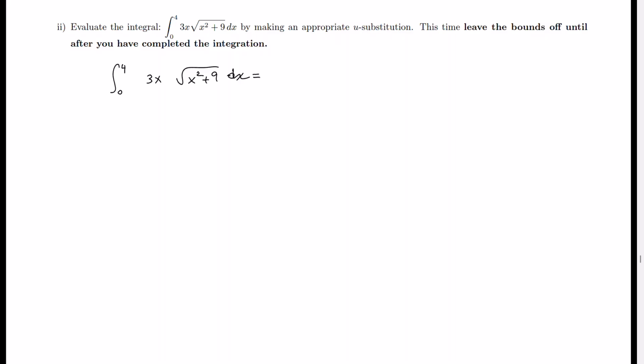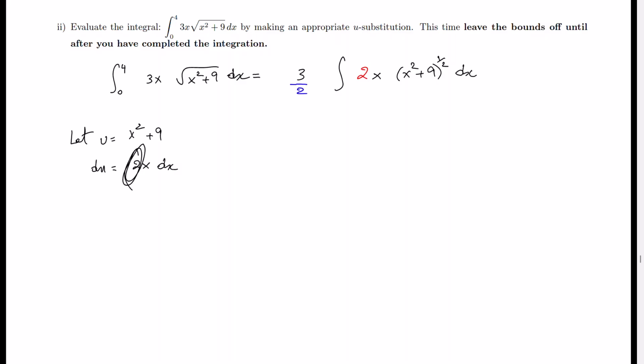So first things first, I'm going to let u be equal to x squared plus 9 as before, and my du is still going to be 2x dx. So again, I'm going to pull the 3 out. I'm going to write the x with the x squared plus 9 to the power of 1/2 like I did on the previous page. And I'm noticing that I need a 2, so I'm still going to put a 2 in and divide the 2 out.